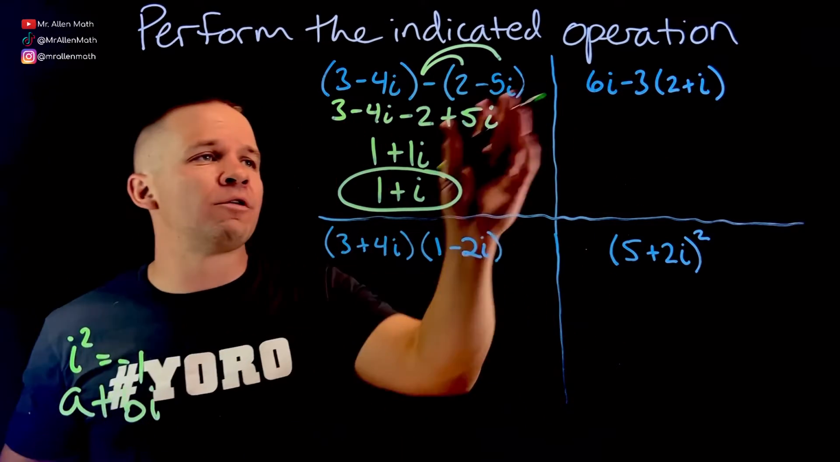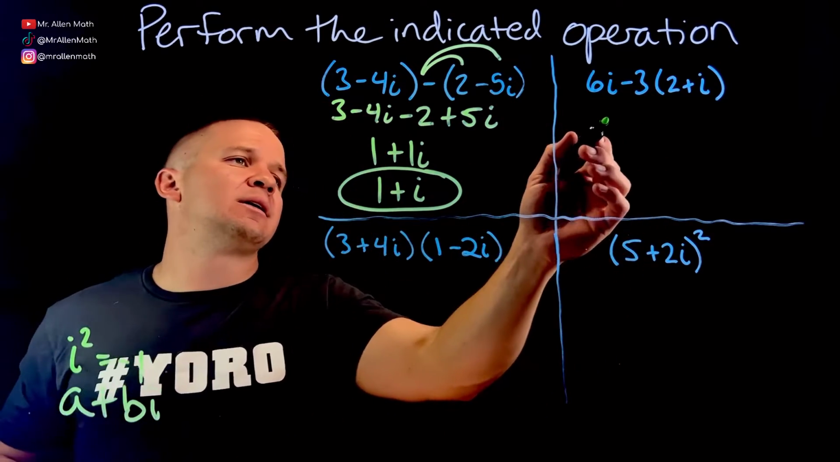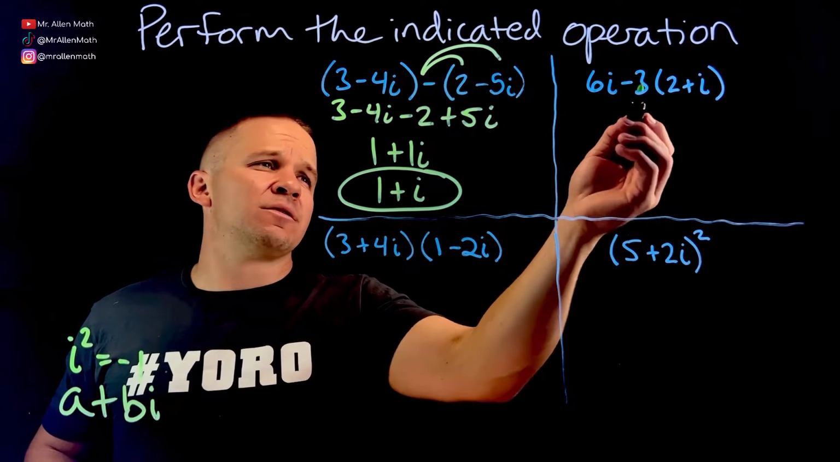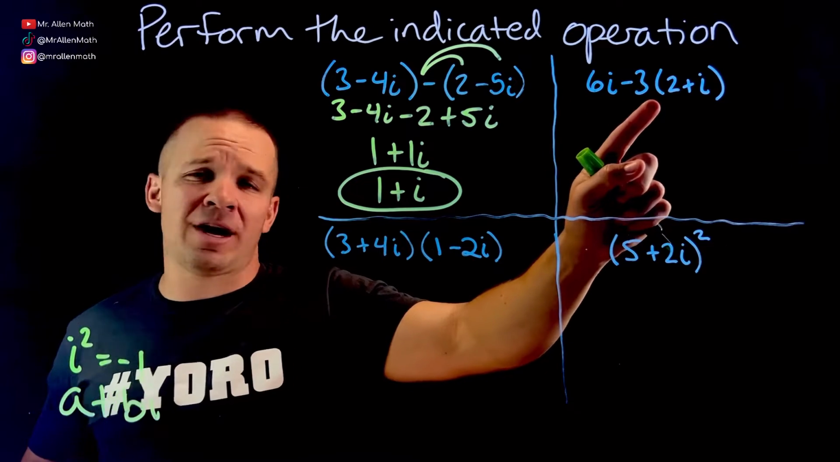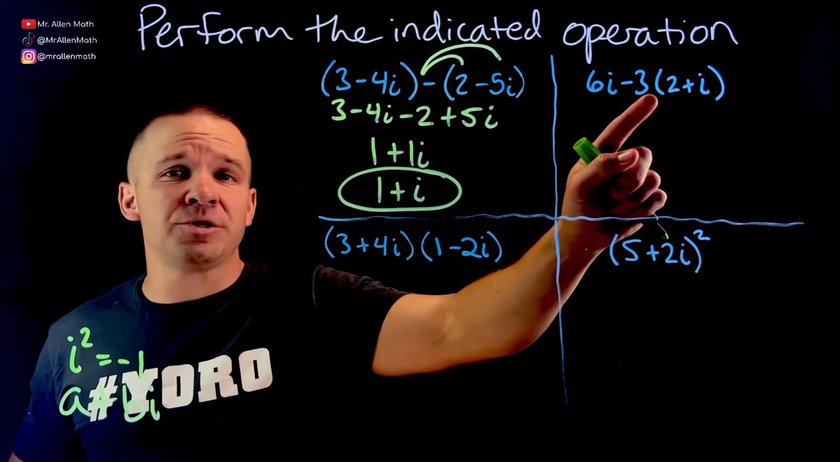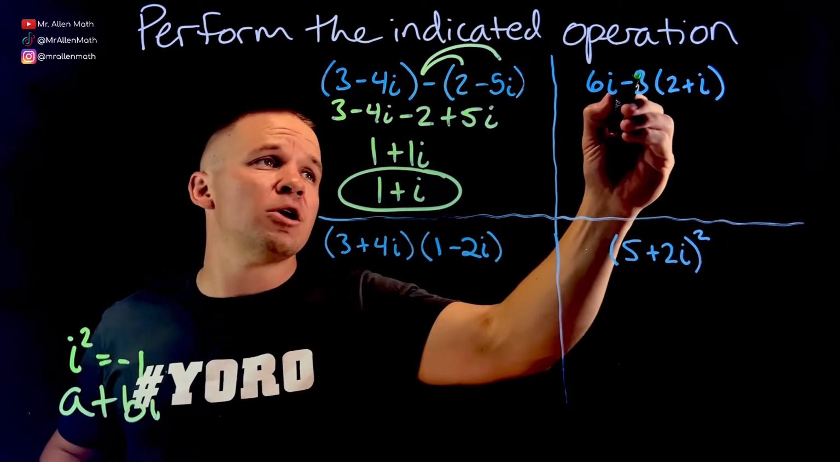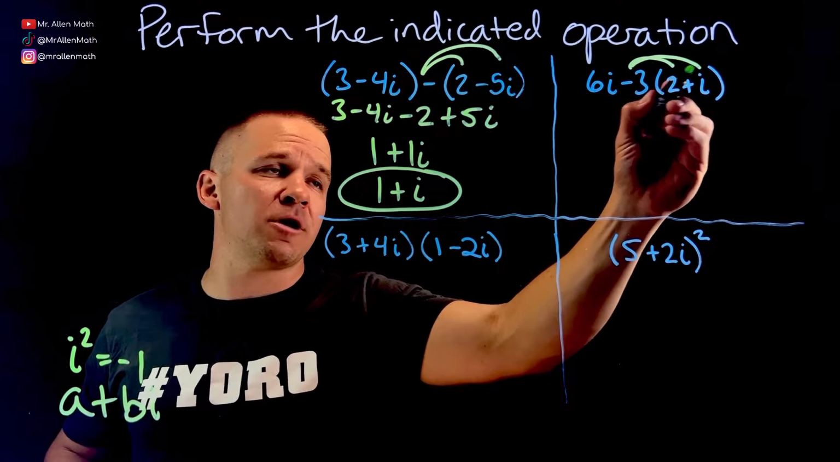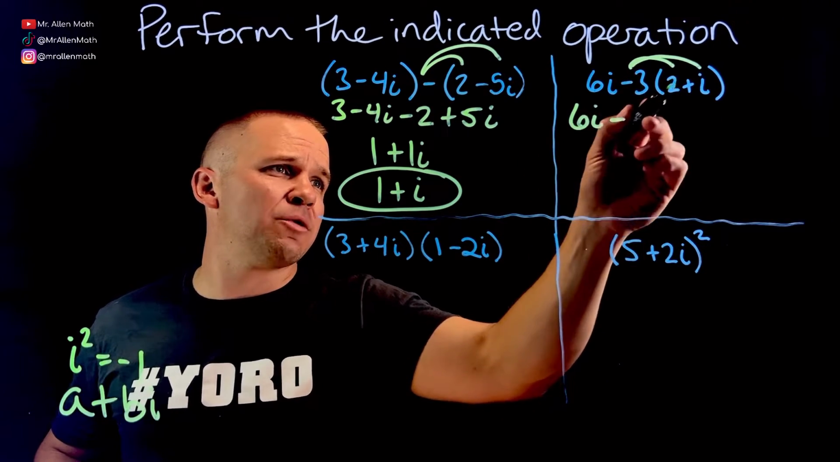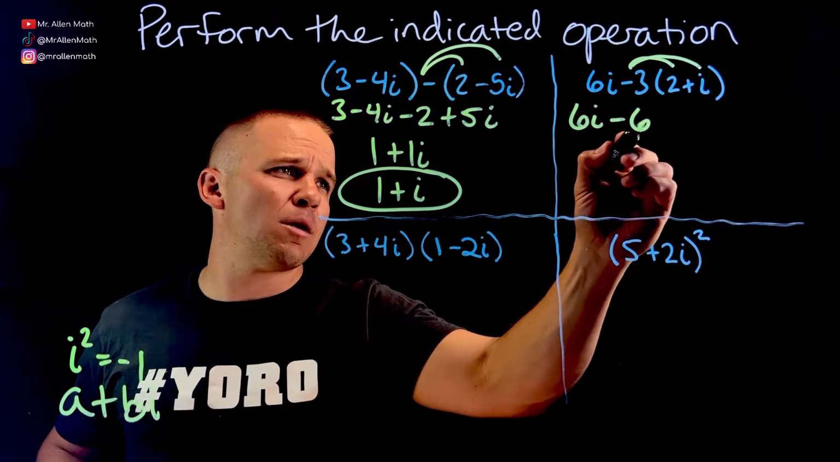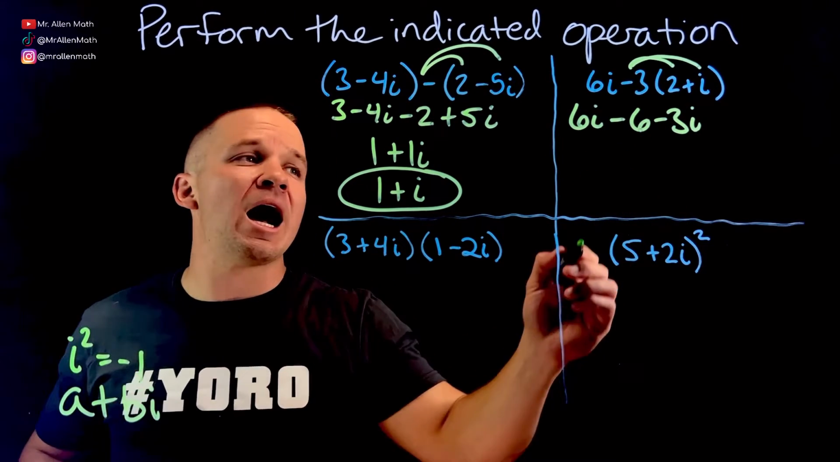All right, over to this one here. So I've got 6i minus 3 times 2 plus i. I cannot do anything here. They're not even like terms. But there's multiplication between the -3 and the parentheses, so I have to perform the multiplication first. Here I'm going to get 6i minus, let's see here, -3 times 2 is -6 minus 3i.